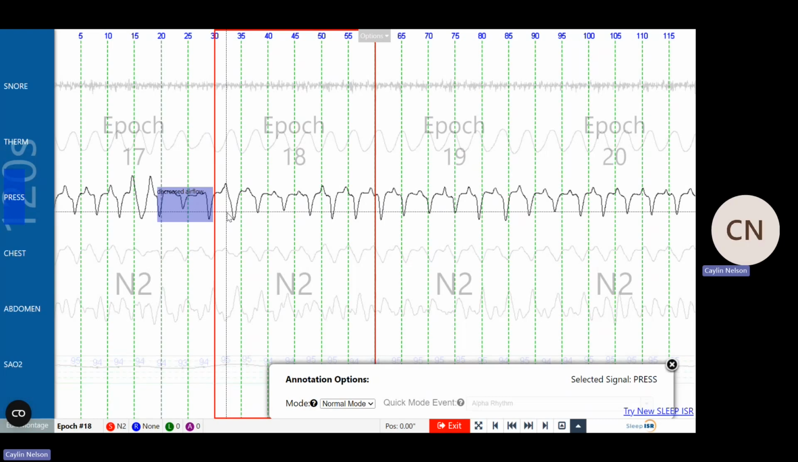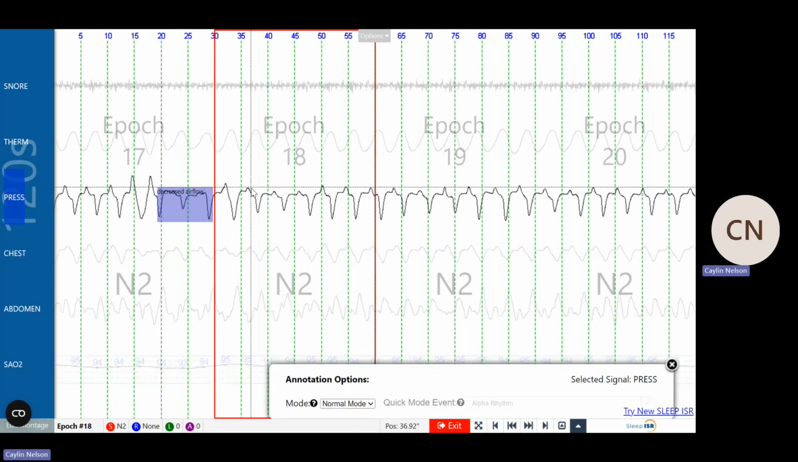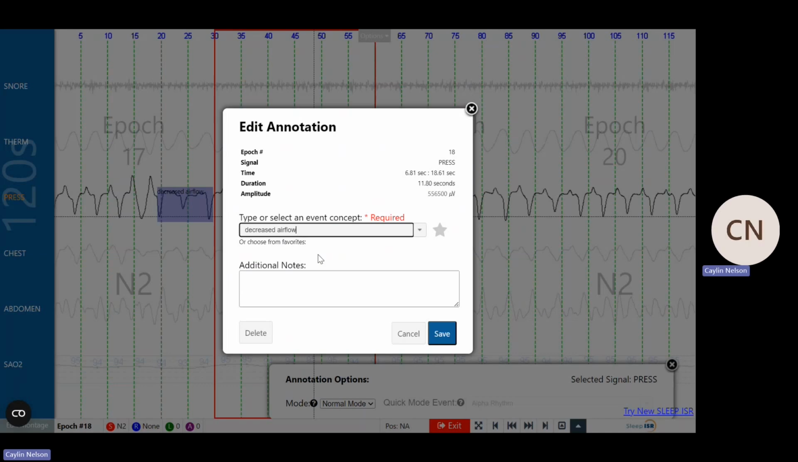Even the one right before 50 is still a little low, but compared to the ones at 40 and 45, you can see, looking at the bottom of that channel, that is a pretty significant difference. So you see that one came out to be 11.8 seconds. I'm going to add another decreased airflow here. And this is going to be a possible hypopnea. Let me fix that. Possible hypopnea because we haven't really determined, okay, I can't type.